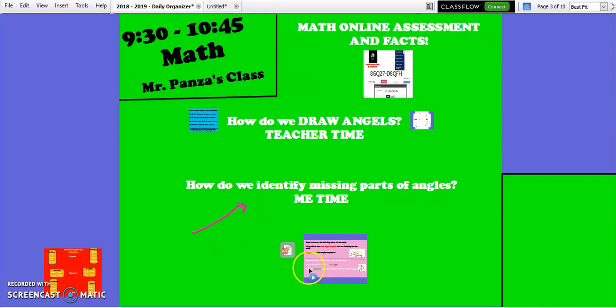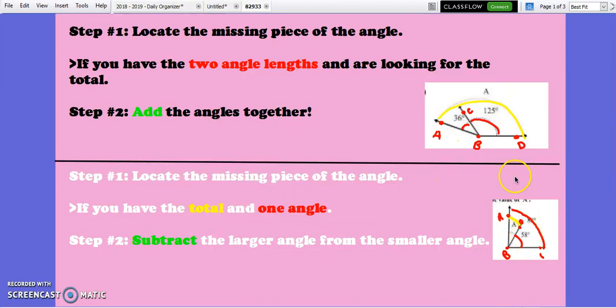In our most recent math lesson, we were talking about how we can identify missing parts of angles. What I mean by that is if you are given a picture like either one of these two pictures here, you can notice that in the top picture, we are missing what would be angle ABD total. And in the bottom picture, we are missing the significantly smaller ABD that way.